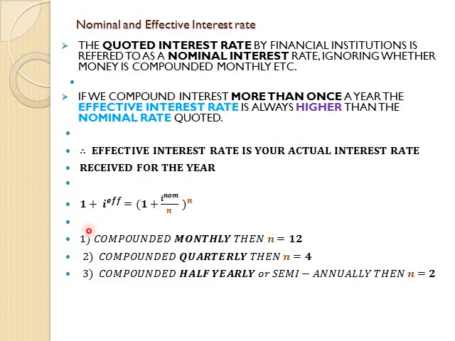We use the equation 1 plus i effective equals 1 plus i nominal divided by n, to the power n, where n is your quarterly, monthly or half-yearly concept. So if I say compounded monthly, then n becomes 12. Say compounded quarterly, n becomes 4. Semi-annually or half-yearly, n equals 2. So we generally test one of those three. So let's look at the problems.